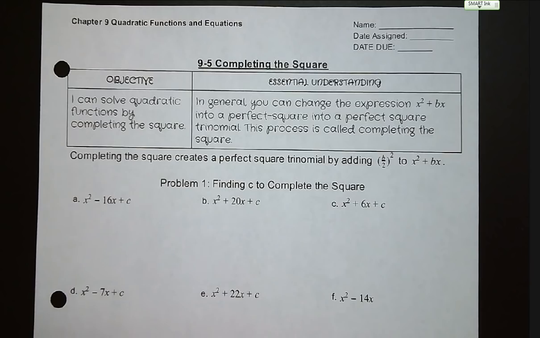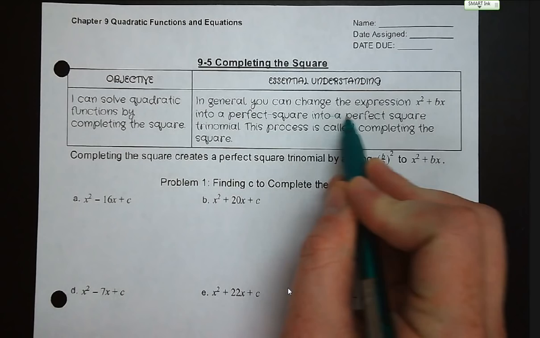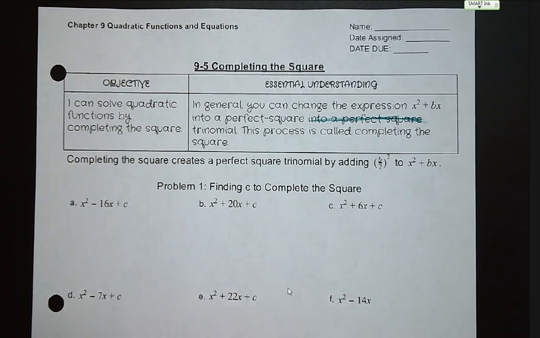Our objective for today is that I can solve quadratic functions by completing the square. So in general, you can change the expression x squared plus bx into a perfect square trinomial. This process is called completing the square. Completing the square creates a perfect square trinomial by adding the quantity b over 2 squared to x squared plus bx. So we're trying to find a c value that is going to make this a perfect square trinomial.